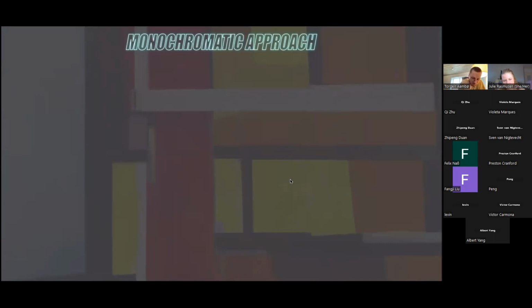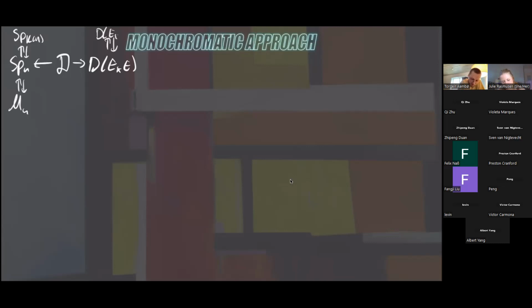So if I have some deformation D that deforms between SPN and the E star E, then I'm going to use my fancy local duality machinery that we mentioned before. So I have some monochromatic category, and I have my KN local category. And I'm going to try to do the same thing here. Here I have some, I really didn't give myself much space, but these are some sort of complete derived category.